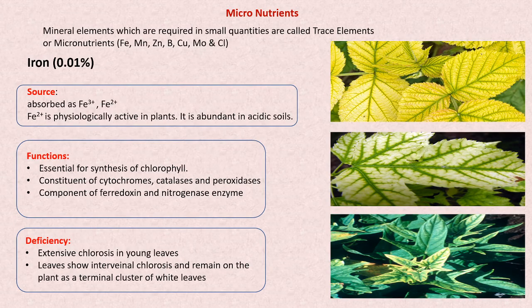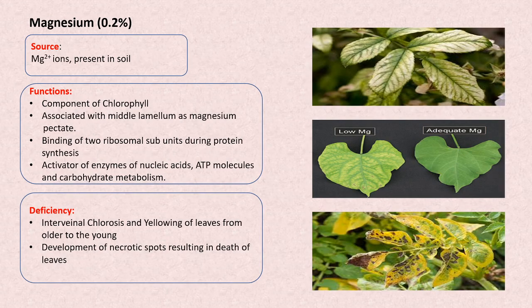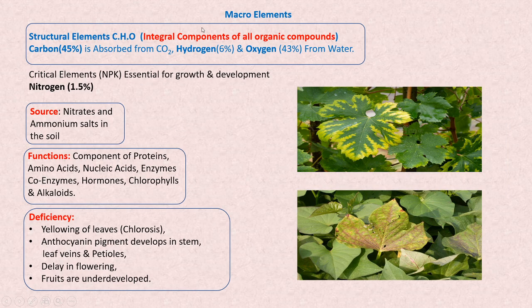So, this is about macronutrients. In our next class, we will see micronutrients, their sources, their functions, and their deficiencies. What we saw today is the macro elements. What are macro elements? Those required by the plants at about 1,000 micrograms per gram of dry weight. How many macro elements are there? A total of 9 macro elements.